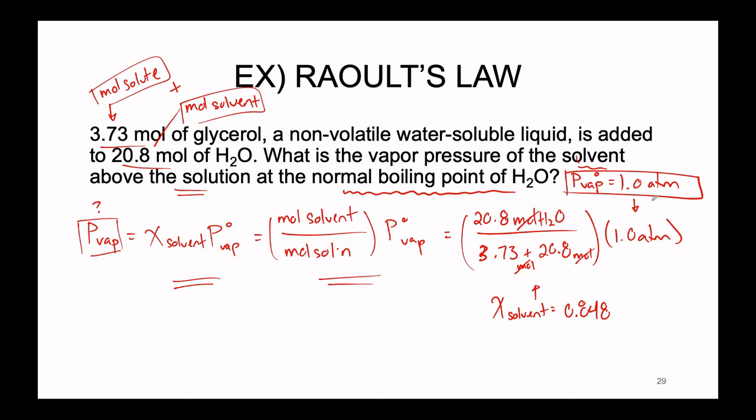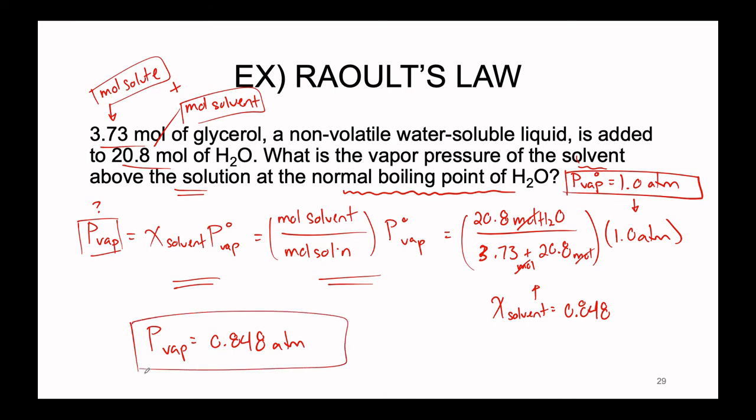So we can just insert this 1 atmosphere down below, and we can see ultimately we're taking 0.848 and multiplying it by 1 atmosphere. This tells us that the vapor pressure of the solvent above the solution of glycerol is going to be equal to 0.848 atmospheres.